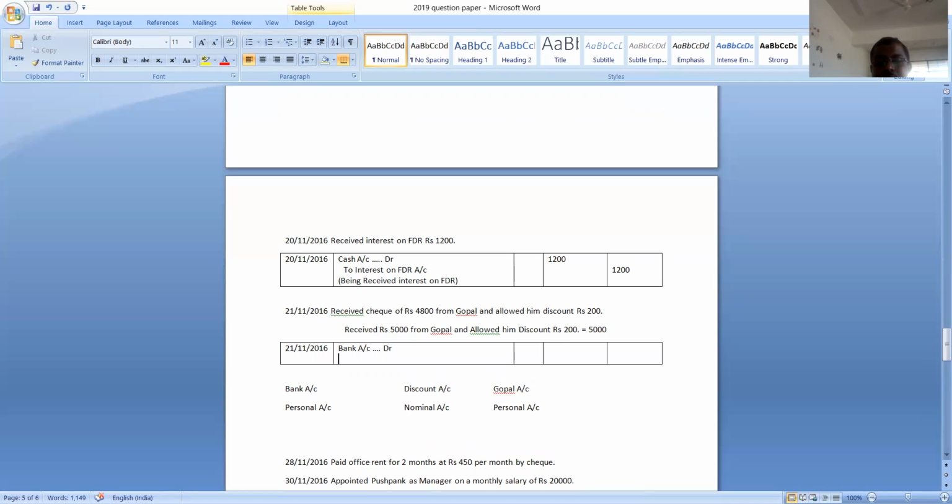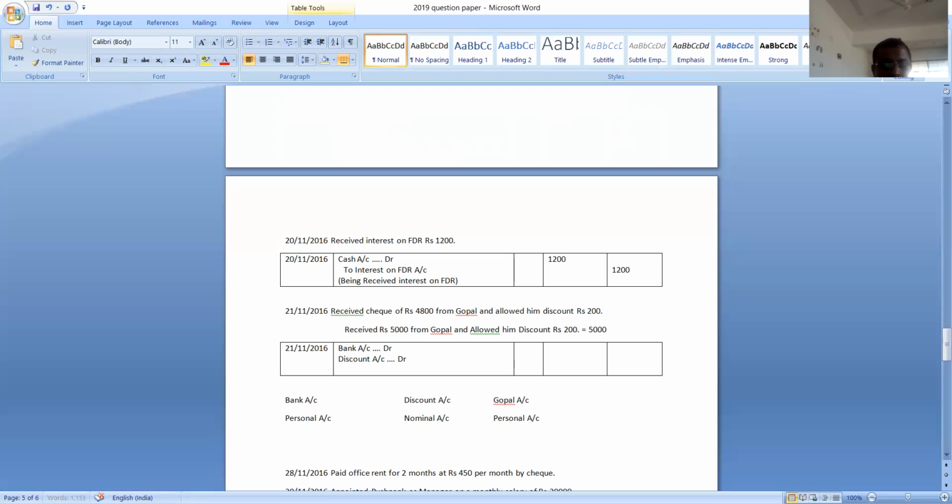Then you allowed him a discount. Allowing discount means it is actually lost to you. We are giving discount, so it is lost to us. Discount account is a nominal account. What is the rule of nominal account? Debit all expenses and losses. Since discount is a loss, discount account should be debited.